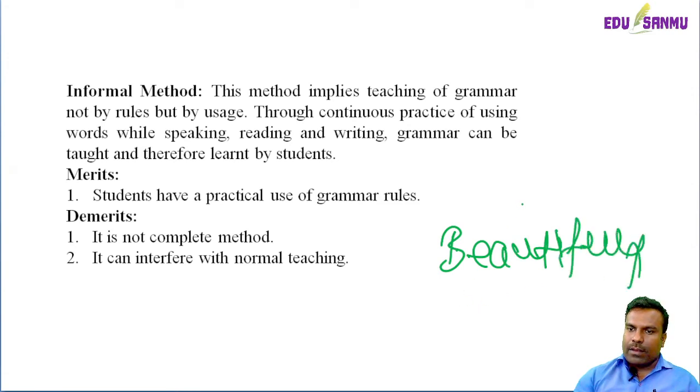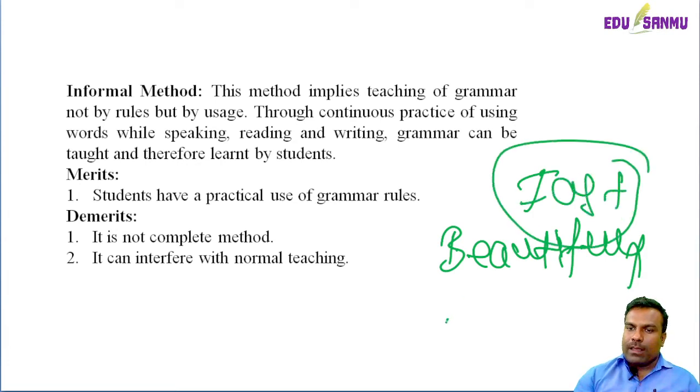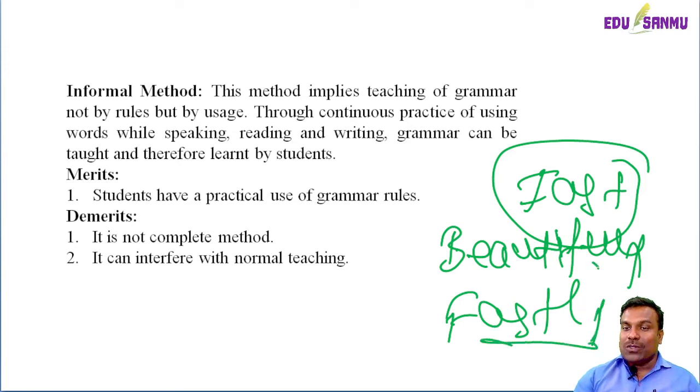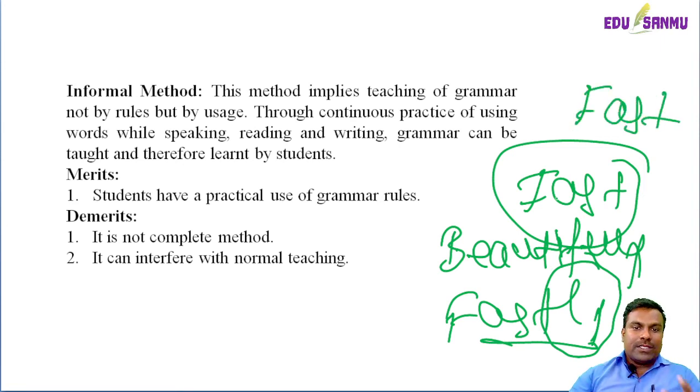Just write the adverb of fast, and the student suddenly will write fastly. So it is wrong, because fastly is not a word in English. If you use that, fast is the adverb, only fast. So it is an informal method. Here the grammar will be learned by speaking, reading, and writing, while using it. The students have the practical use of grammar rules. In this method, the students get the practical use of all grammar rules and regulations.